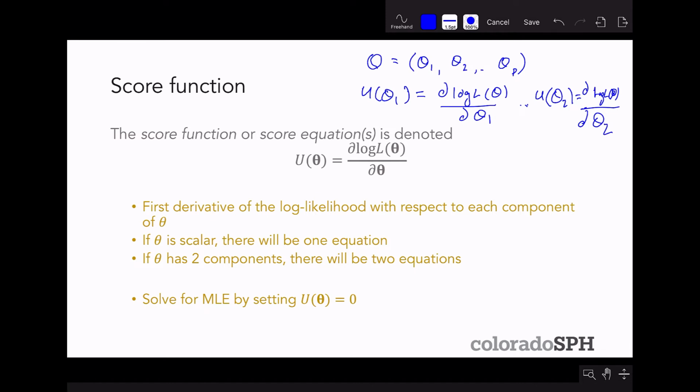But for most of the examples I'm going to show you over the next couple days, we're just going to be working with theta as a scalar. And generally you solve for the MLE by setting that score equation, U(theta), equal to 0, and then solving for theta.